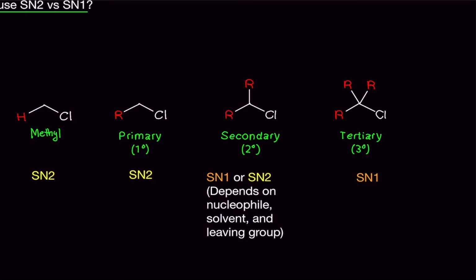But just know that it depends on the strength of the nucleophile. And I described the strength of a nucleophile in my electrophile versus nucleophile video. Basically, if the nucleophile has a negative charge on it, it's strong. And if it's strong, then it'll do an Sn2 reaction. If it's not too strong, then it'll do an Sn1 reaction.